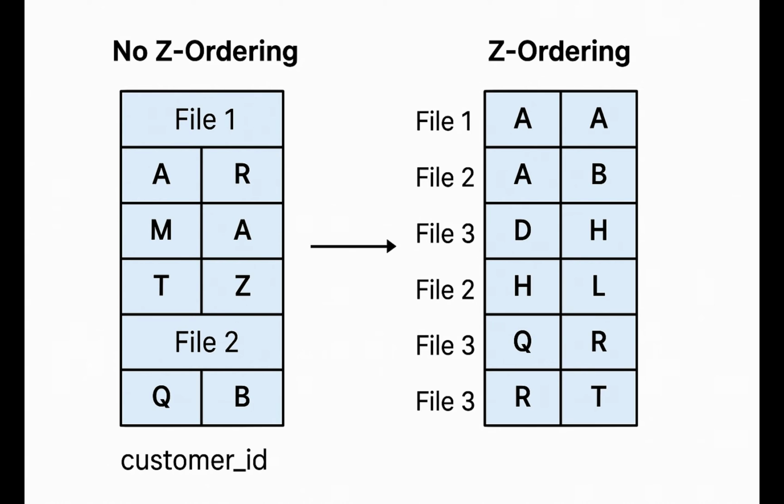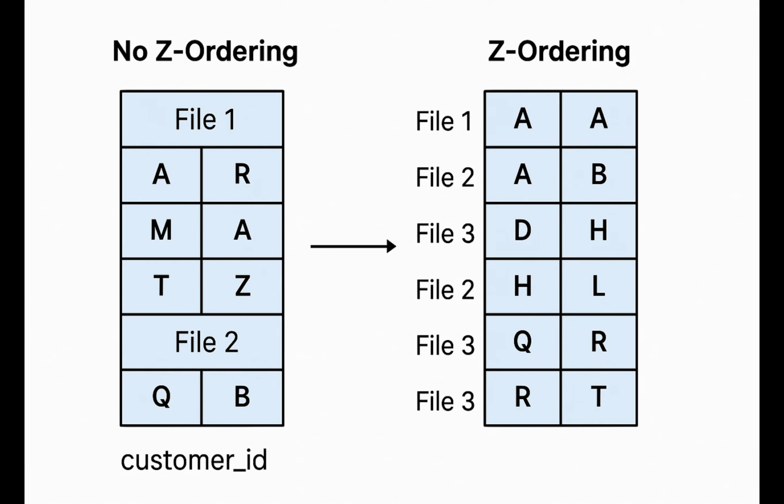Suppose you're searching for customer ID A here, it will search file 1 first. Since it is already sorted, it will get the value quickly. But if you search value B in the first image, it is in file 2. It will search file 1 first, and next it will go to file 2. It will add delay while doing the search.